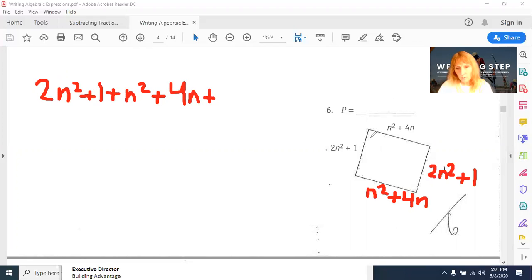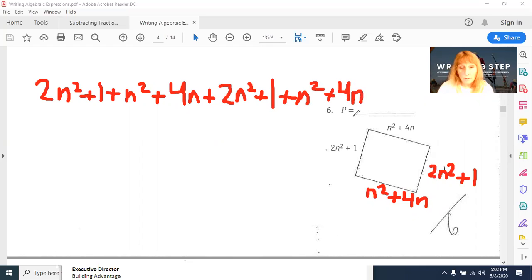Okay, we've done this side, we've done this side. Now we got to do this side again. Same thing as the other side, right? 2n squared plus 1. And then the final side is the bottom over here. Plus n squared plus 4n.